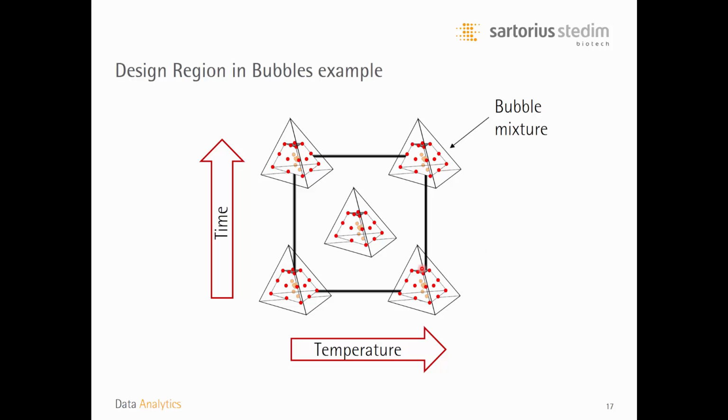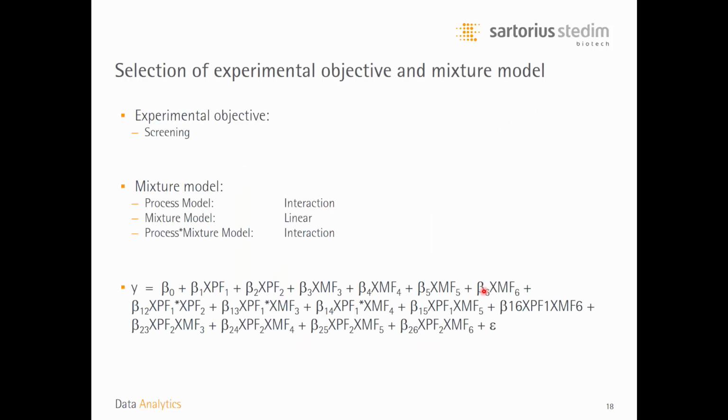So we have chosen to have the 2 process factors, time and temperature, as the reference basis, and then at each combination of time and temperature we then have the changes in the bubble mixture composition. This is a somewhat simplified representation.